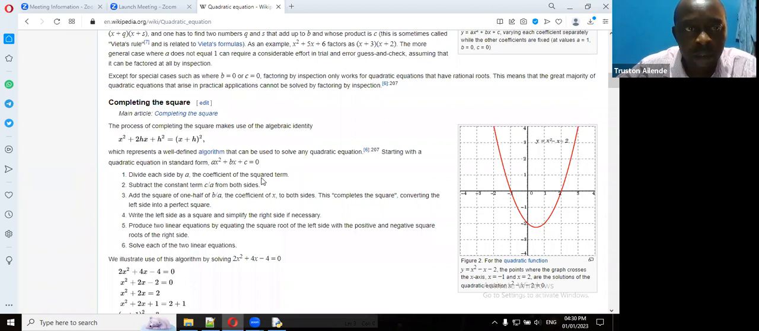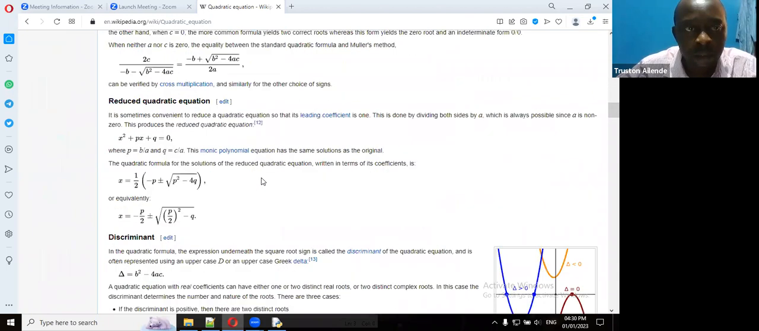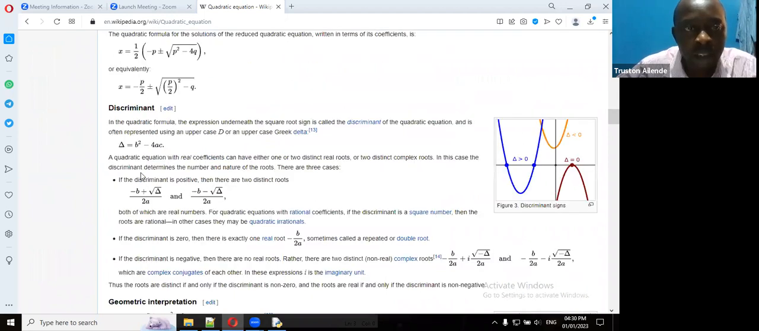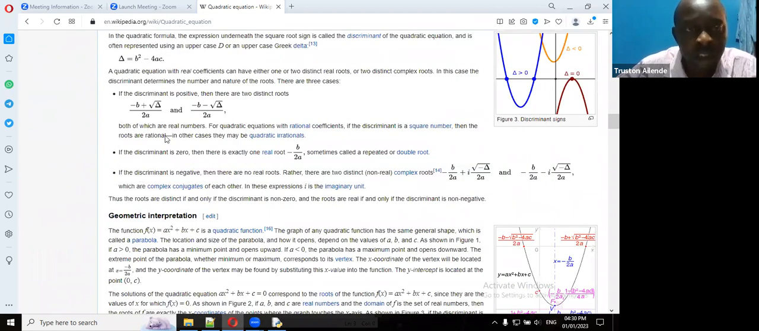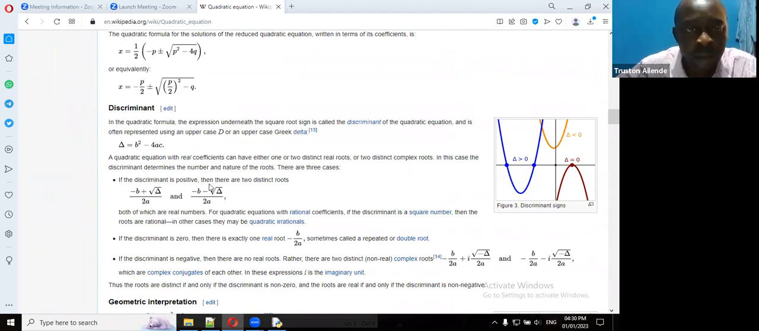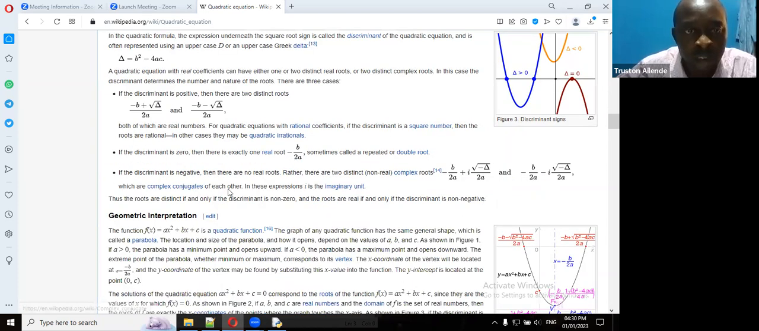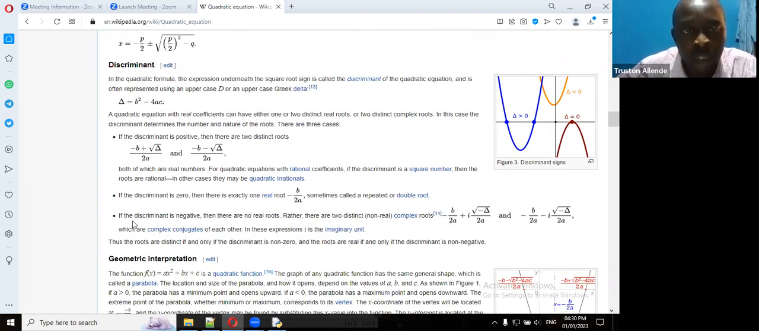So, most importantly, the expression b squared minus 4ac is called the discriminant. If the discriminant is positive, there are two distinct roots, which are minus b plus square root of the discriminant all over 2a, and minus b minus square root of the discriminant all over 2a. If the discriminant is 0, there is one root, called a repeated or double root. If the discriminant is negative, there are no real roots. For the purposes of this class, we won't be doing the case of complex roots. We'll just print out a statement.